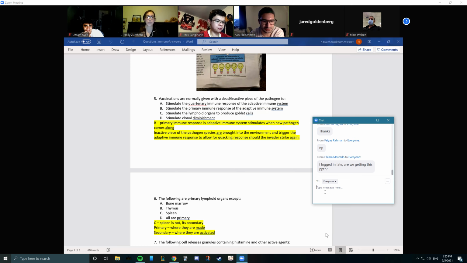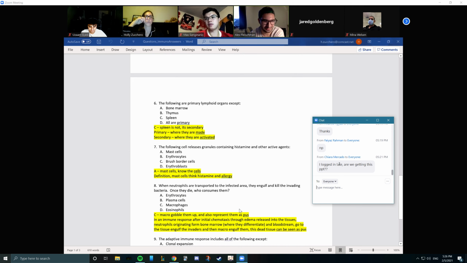So that's important, just the overview of that. Primary lymphoid organs, even back from histology, are going to be a spit-back question on every exam. What are they? Don't get confused with spleen. It's just going to be asked everywhere, even on boards throughout everything.